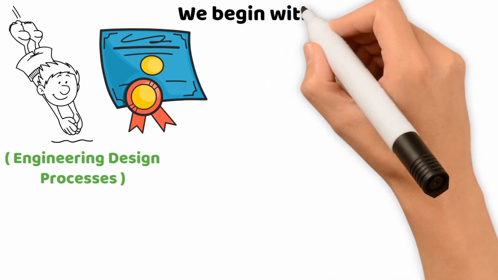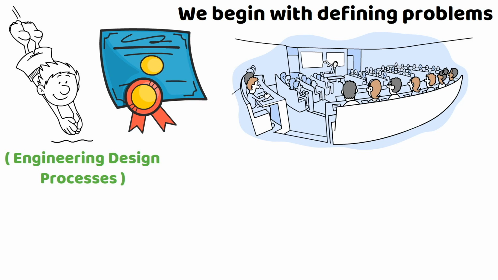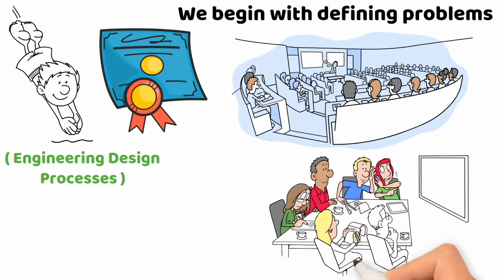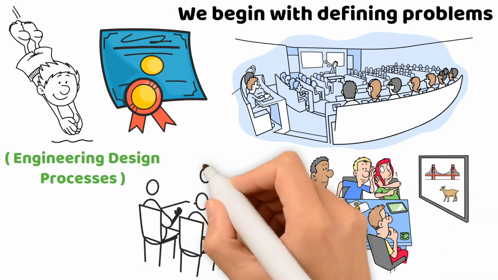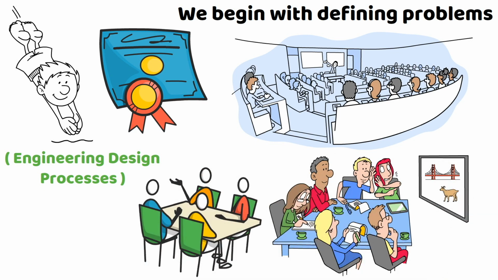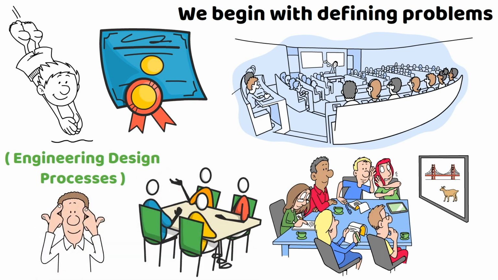We begin with defining problems. Imagine teaching your students to identify real-world issues, such as designing a bridge to help animals safely cross a busy road. Help them clarify the need by discussing who is affected and why the problem needs a solution. Understanding the context is key to meaningful engineering projects.